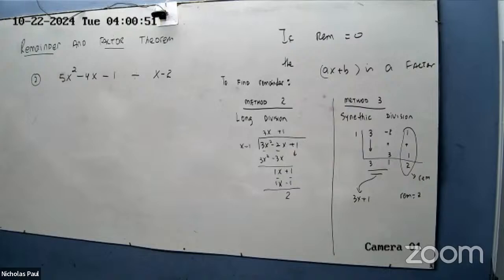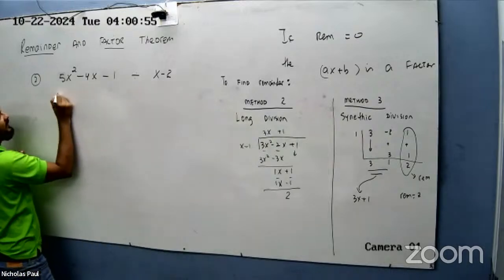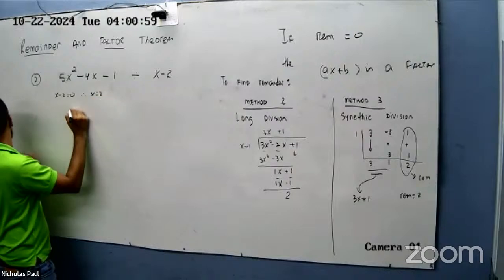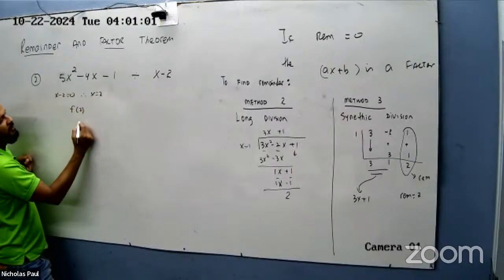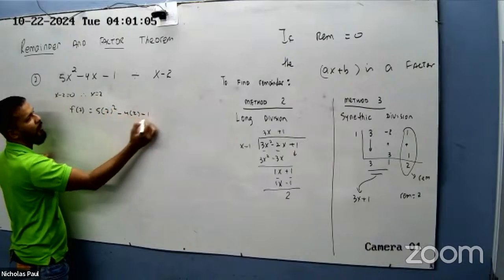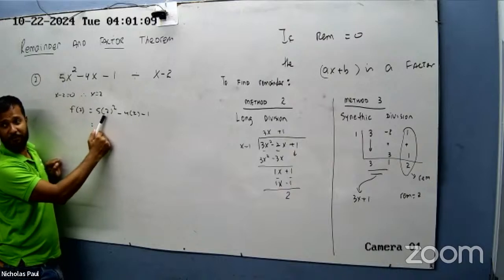All right, let's go. First one, make this equal to 0. So x is 2. So we find f of 2. So that'll be 5 by 2 squared minus 4 by 2 minus 1. Using a calculator for this.